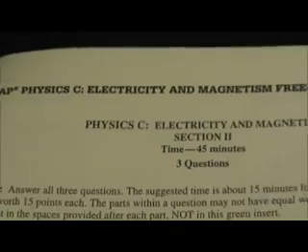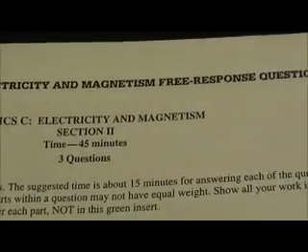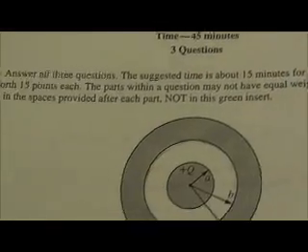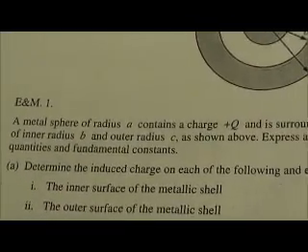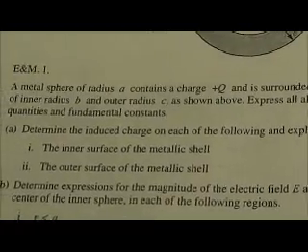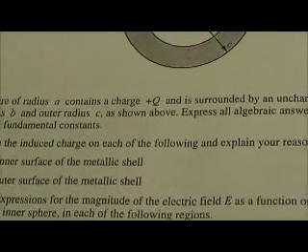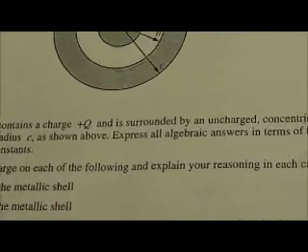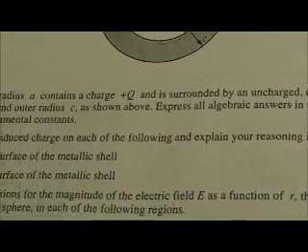Hello, today we'll be doing a 2008 AP Physics C response from the Electricity and Magnetism section. We're working on number 1. The question reads, a metal sphere of radius A contains a charge positive Q and is surrounded by an uncharged concentric metallic shell of inner radius B and outer radius C, as shown above. Explain all algebraic answers in terms of the given quantities and fundamental constants.